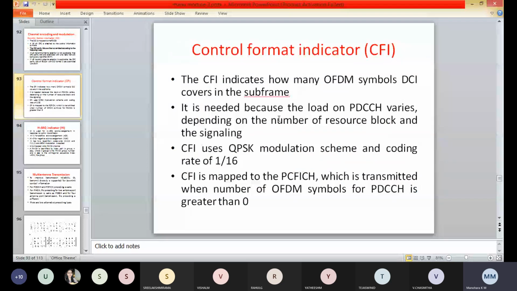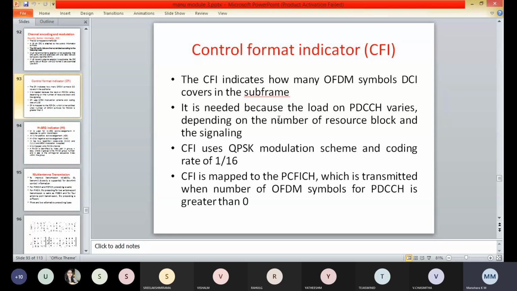Next we have the control format indicator, that is CFI. The CFI indicates how many OFDMA symbols the DCI spans in the subframe. Such an indicator is needed because the load of the PDCCH varies depending on the number of resource blocks and the signaling format conveyed on the PDCCH.